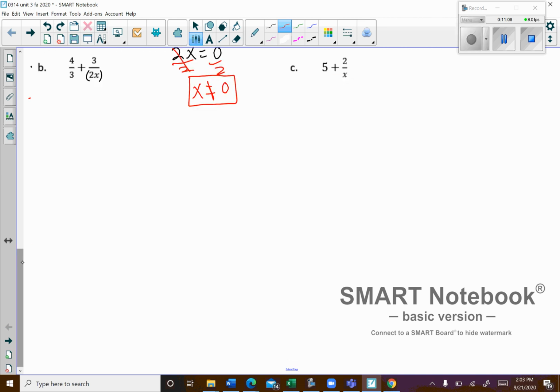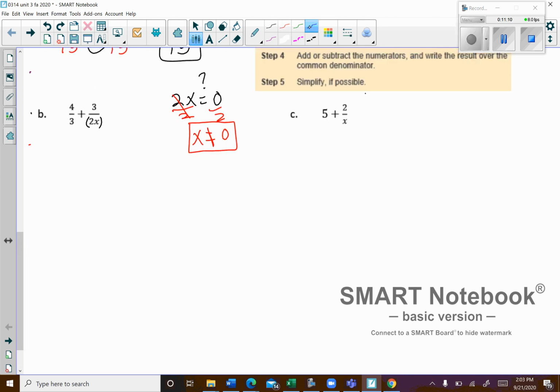Give myself a little bit more space here. Okay, now I need to find the LCD, though, looking at this. And so this is where it gets a little tricky. We haven't done it before where there's a variable involved like this, okay? So let's look at the numbers first. Ignore the variable for a second. So between 3 and 2, the smallest number that 3 and 2 both would divide into would be a 6, right? 3 divides into 6, and so does 2. Okay, now if there's any variables, those have to come with it, okay?